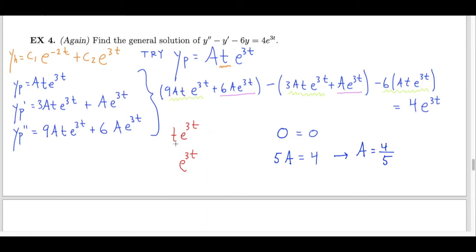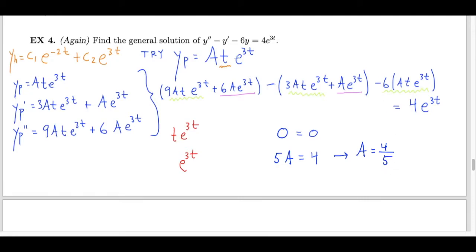If I look at the t e to the 3t terms, on the left, I have 9a minus 3a minus 6a. So I actually have 0. On the right-hand side, I also have 0 because there is no t e to the 3t term on the right-hand side. Playing the same game with these e to the 3t terms, I have 6a minus a. So that yields 5a equal to 4 because, again, I'm just grabbing the coefficient from the e to the 3t terms. So that tells me that a is 4/5.